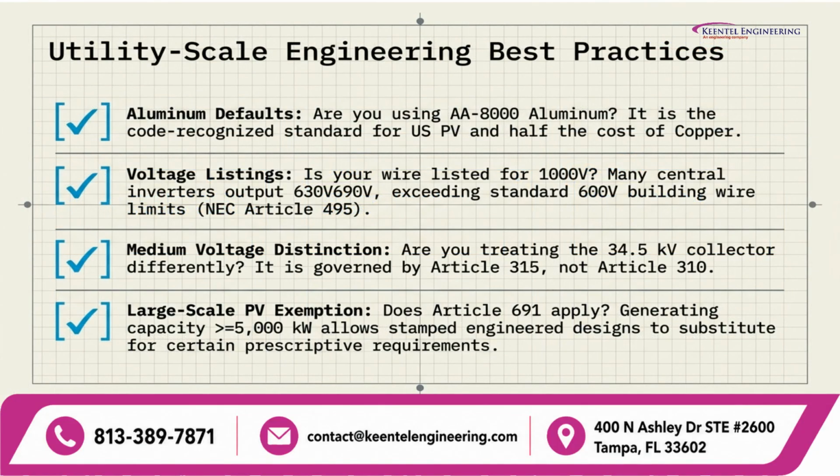To ensure robust design reviews, keep these best practices front and center. Default to AA 80,000 aluminum alloy to maximize cost efficiency. Verify conductor voltage insulation ratings for 1,000 volt or 2,000 volt applications when working with 630 volt or 690 volt inverters under Article 495. For medium voltage, 34.5 kilovolt collector systems, follow Article 315 rather than standard low voltage tables. Finally, leverage Article 691 for systems 5 megawatts and above to apply stamped, engineered alternatives where appropriate.